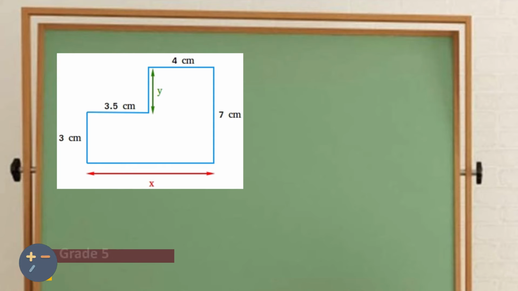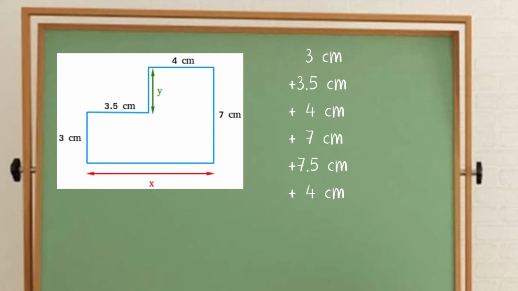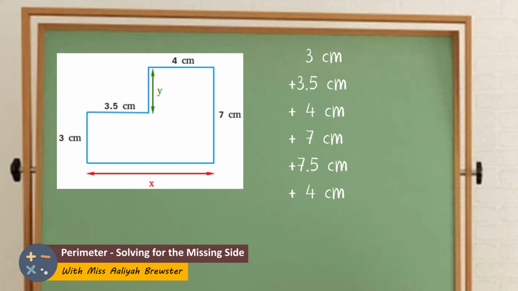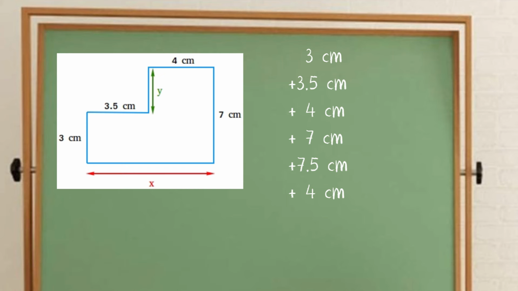Now it's safe for us to calculate the perimeter of the entire shape because we have all the measurement for every side of this shape. So we add 3 centimeters plus 3.5 centimeters plus 4 centimeters plus 7 centimeters, and the value for x, which is 7.5 centimeters, and we add the value for y as well, which is 4 centimeters, and that would give us 29 centimeters.